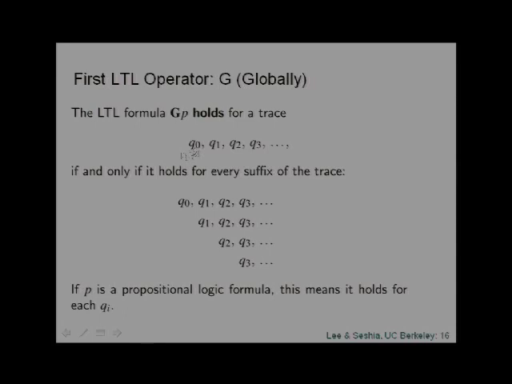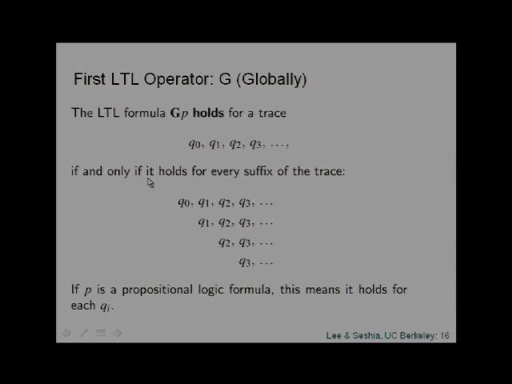If P holds for this trace, it means it holds in state Q0, the initial state of that trace. If P holds for the second trace, it means that it holds in Q1. If P holds for this trace, it holds in Q2, and likewise it holds in Q3. So another way of thinking about the definition of GP is the property P holds for every state in that trace. So it holds in Q0, Q1, Q2, it basically holds in Qi for all i. This kind of property is also called an invariant.